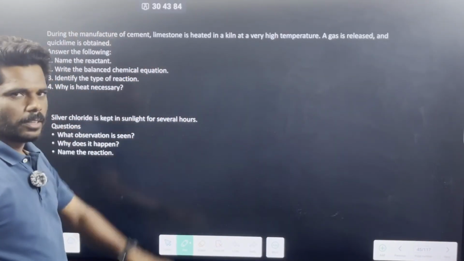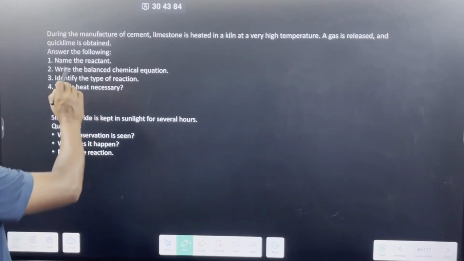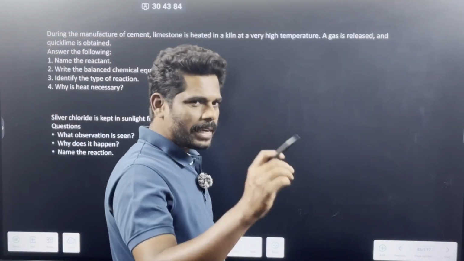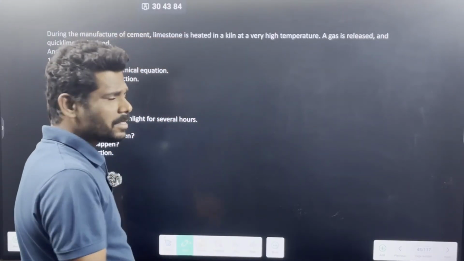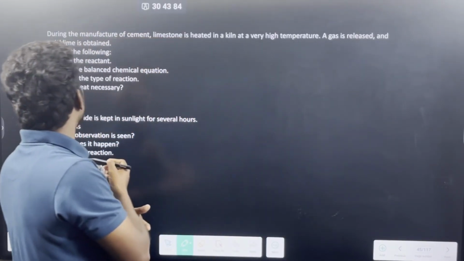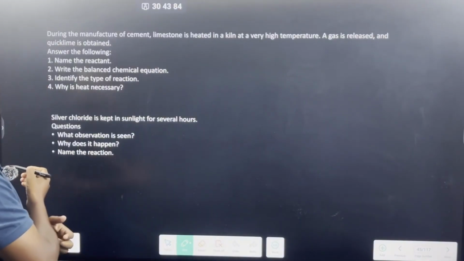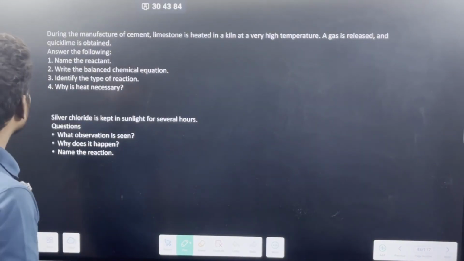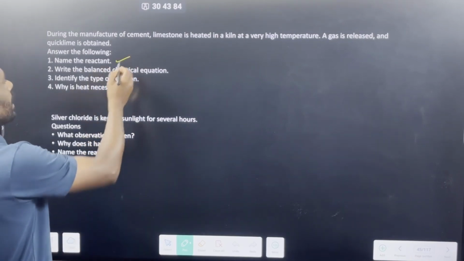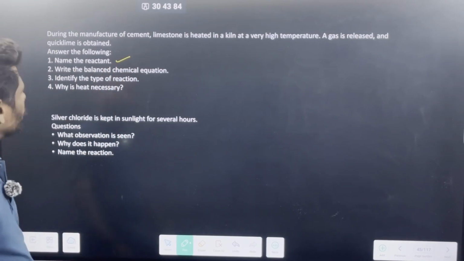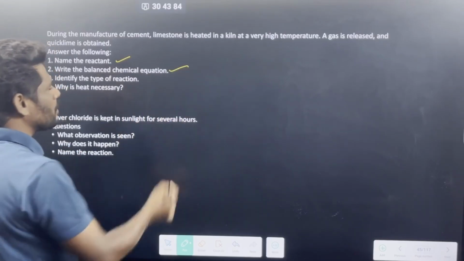Now look at this question. During the manufacture of cement, limestone is heated in a kiln, that is a furnace, at a very high temperature. A gas is released and quick lime is obtained. Answer the following questions. What's the name of the reactant? See how beautiful the questions are. Write the balanced chemical equation.